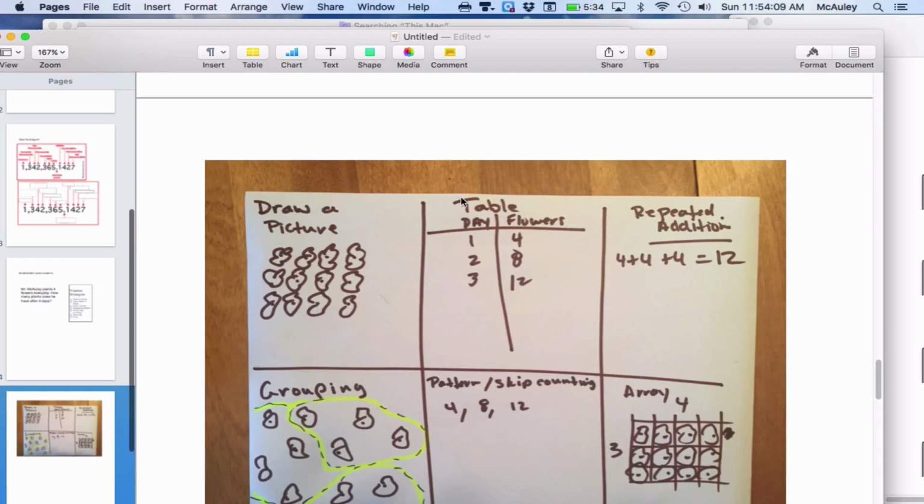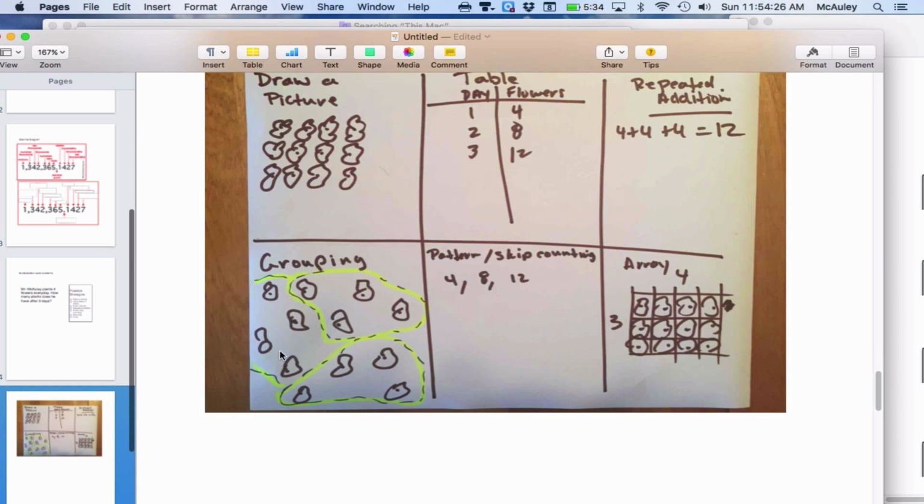Here's another way: make a table. Here are the days. Day 1, I have 4, and day 2, I have 8. Day 3, I have 12. So that's another way of solving it. The other thing you could do is repeated addition, because multiplication is repeated addition. 4 plus 4 plus 4. Every day I do 4. If the elements were scattered, then you could group them into groups of 4. That's what grouping is. You could also do skip counting. So it'd be 4, 8, 12.